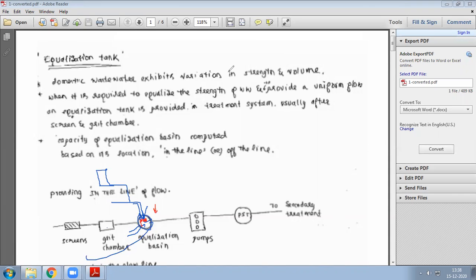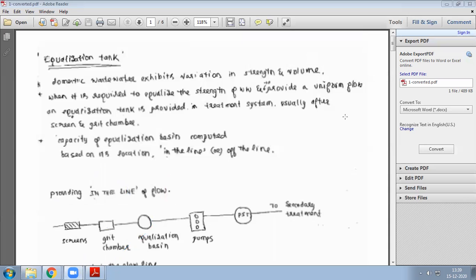If they ask a question on this specifically, then you have to tell how you can provide this. Providing the equalization tank, how are you going to provide it? It is written here. Providing inline of flow means directly in the flow path. Like that you can provide. And one more, we have offline flow, meaning it is adjusted somewhere off to the side, like this. So there are two ways of providing this equalization tank. We will try to see that.